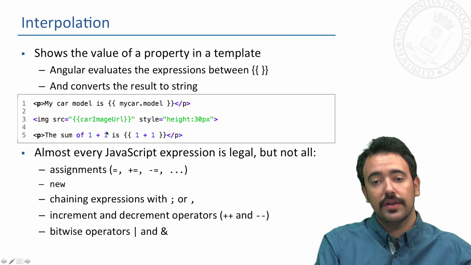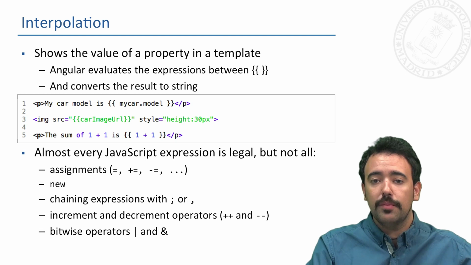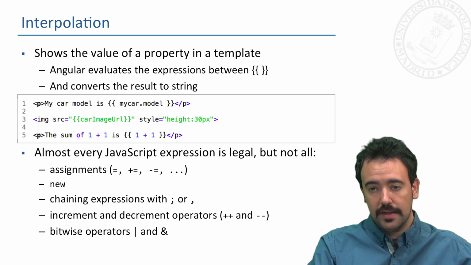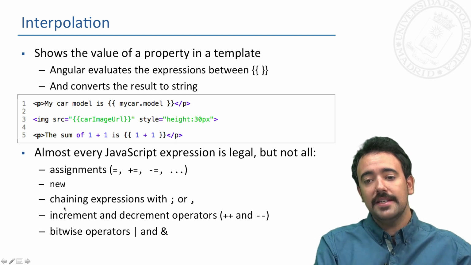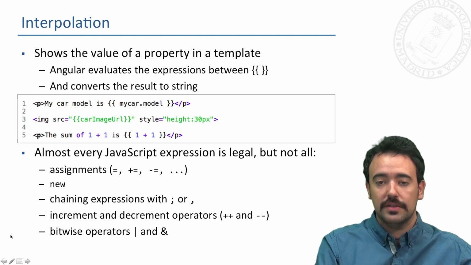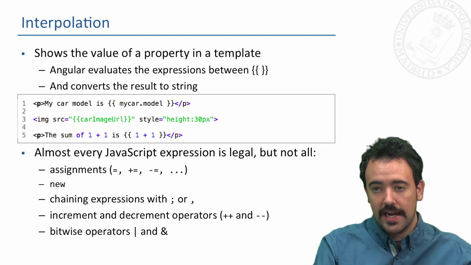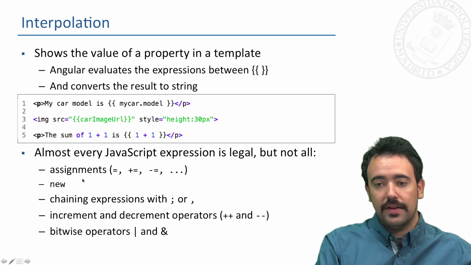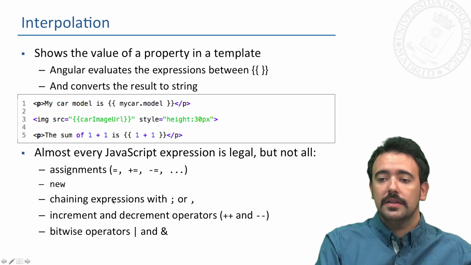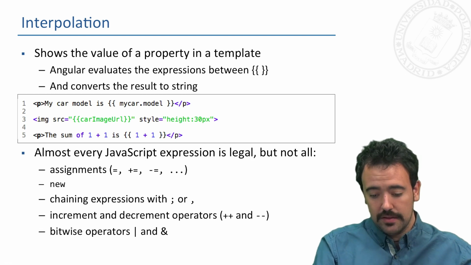We can of course use interpolation also for assigning values to a property in a tag, or for evaluating several expressions, as you can see here. But please be careful, because not every expression is legal. As you can see here, we have a list of JavaScript expressions that are not legal for being evaluated inside an interpolation: assignments, the new keyword of JavaScript, and other kinds of expressions.